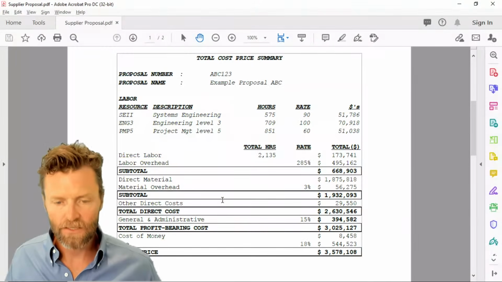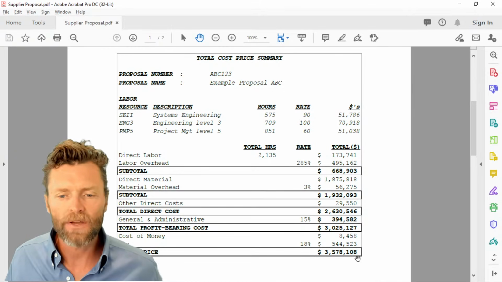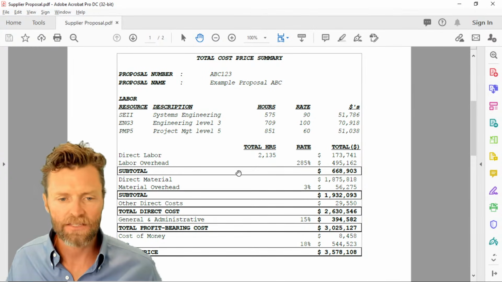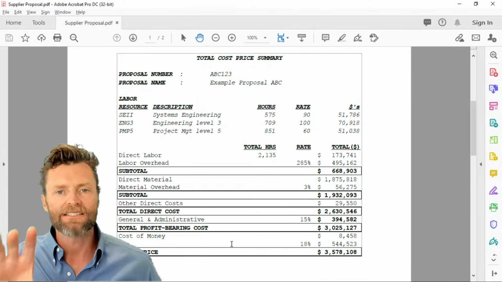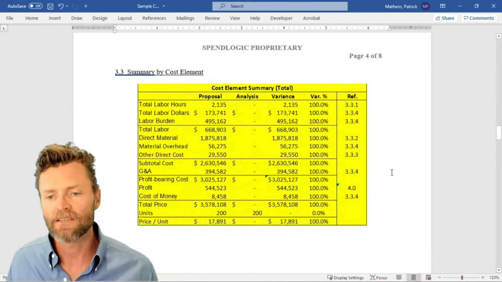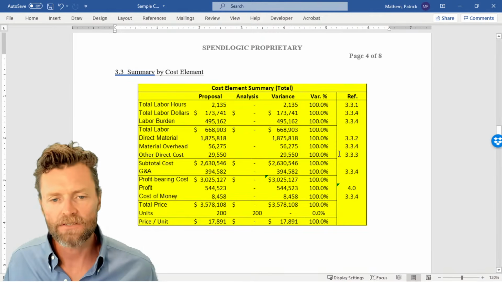Here we go. This is their proposal. I've taken their 3,578,108 and I've put it in a format that I can use in my analysis. It's very similar. It has all the same elements. If you can match this exactly, then I would recommend you do it. This just happens to be the template that we use most often, and so I used this this time.